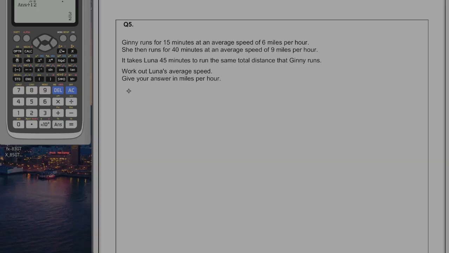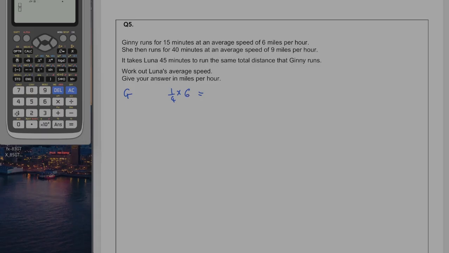Right, so if we look at Guinea first of all, she runs for a quarter of an hour at 6 miles an hour. So we want a quarter of 6. So a quarter times by 6 is going to be 1.5, I believe. 1 over 4 times by 6 is 1.5. So she's run 1.5 miles in the first 15 minutes.